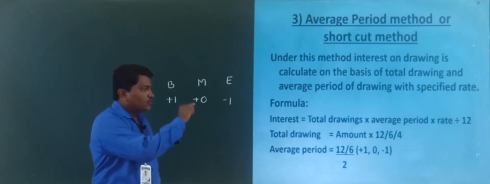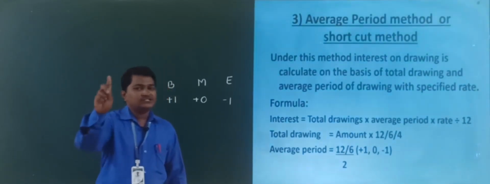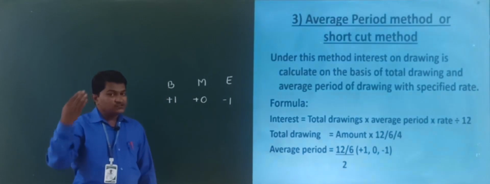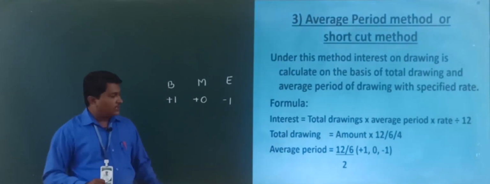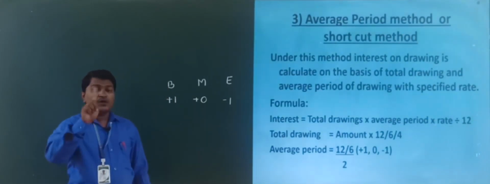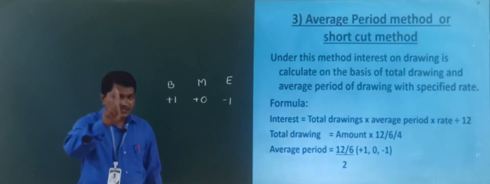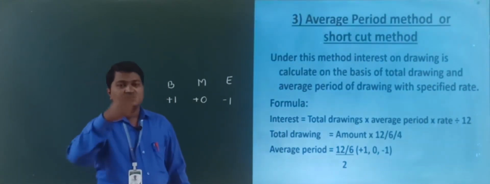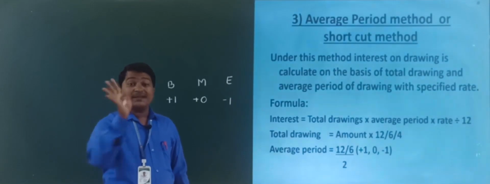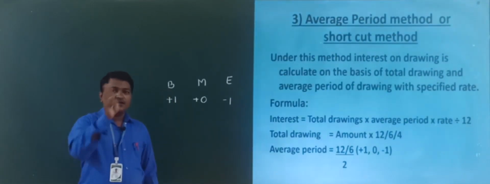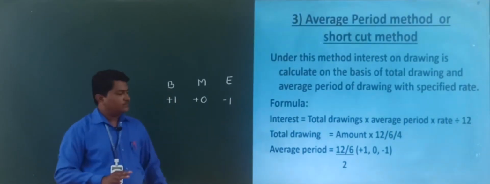Total drawing into average period into rate divided by 12. Total drawing is not given in the question. How to calculate total drawing? Total drawing is equal to amount multiplied by either 12, 6, or 4, depending upon the question: full year, half year or quarterly, right?